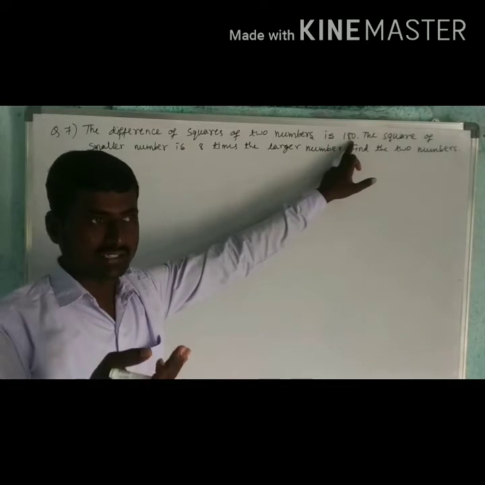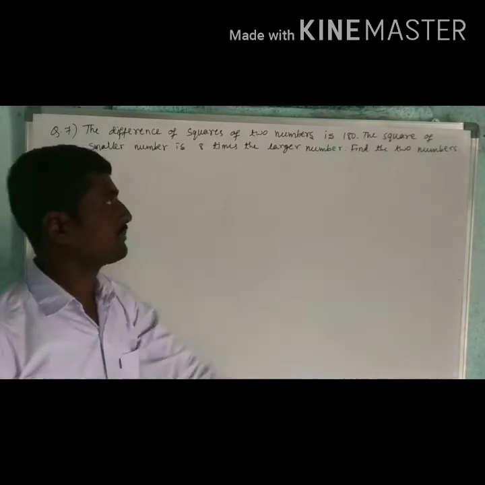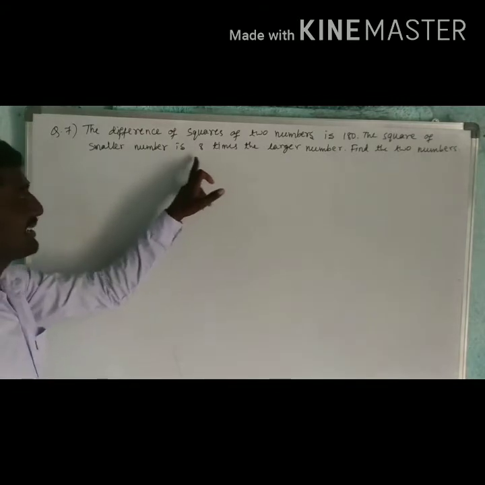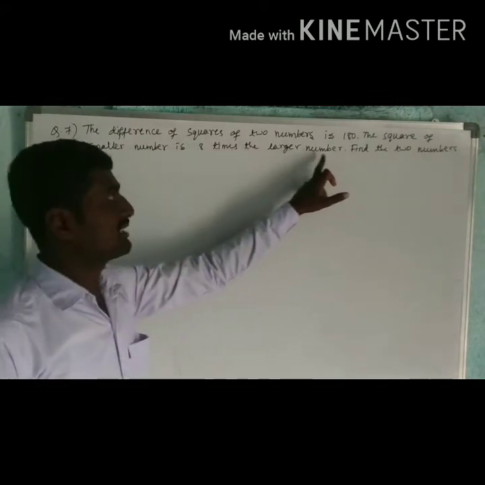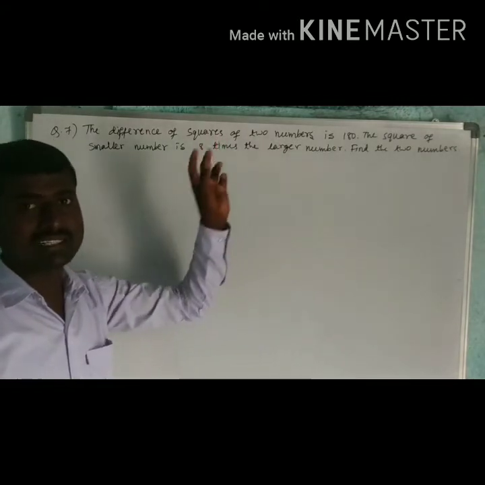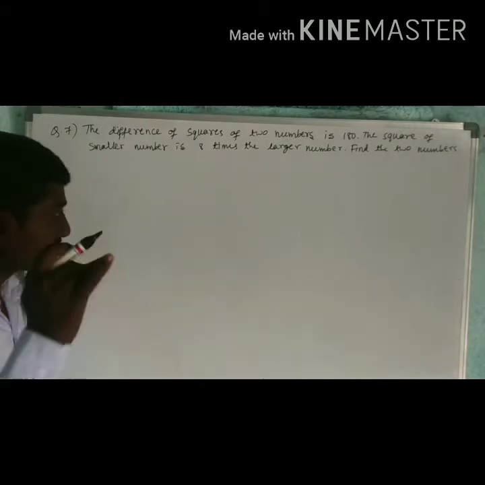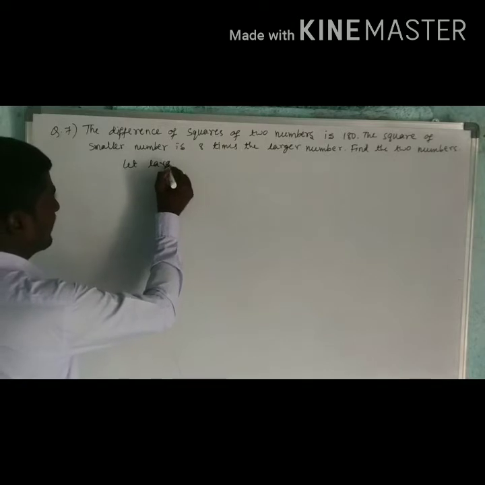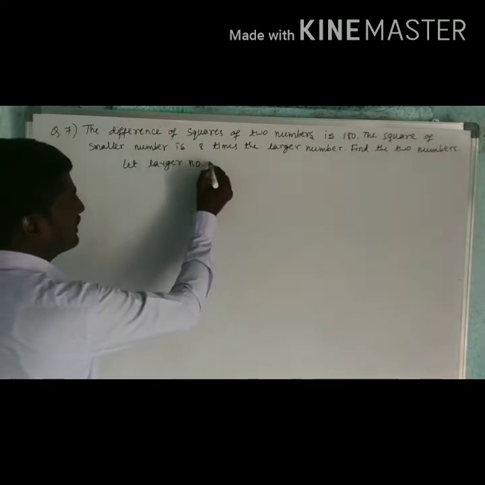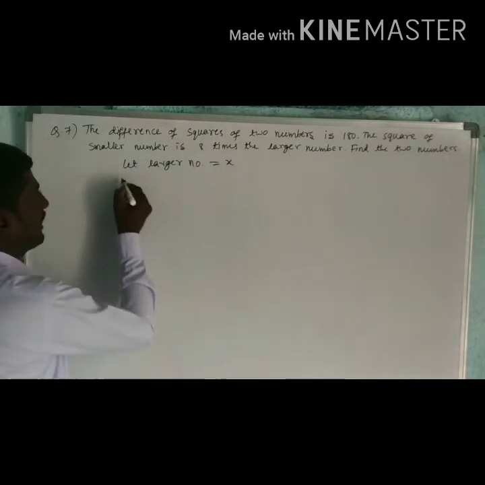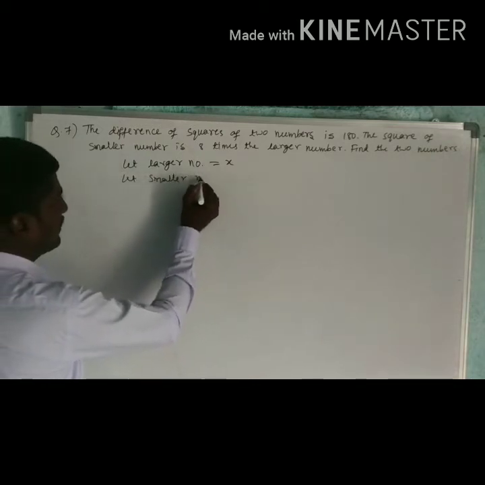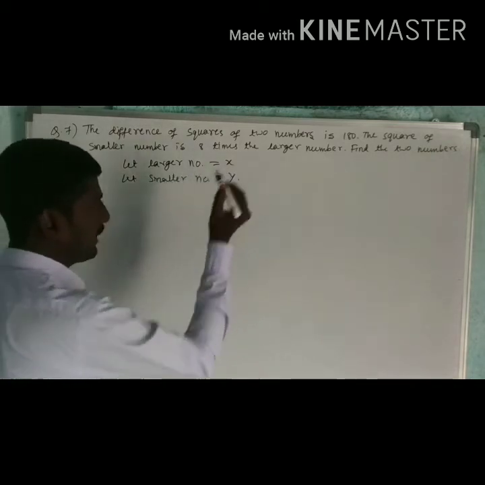I will take one as x and another one will be y. Then you can see the square of the smaller number is 8 times the larger number. So those two numbers are the smaller and larger number. Now first I will take the larger number as x. Larger number is equal to x. And the smaller number I will take as y. Smaller number is equal to y.